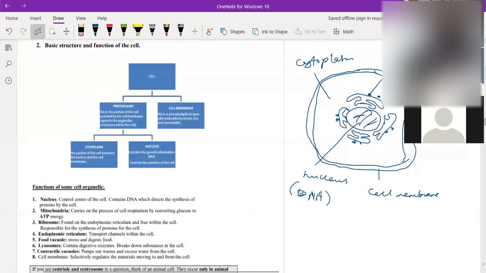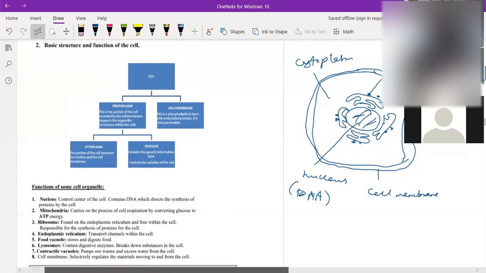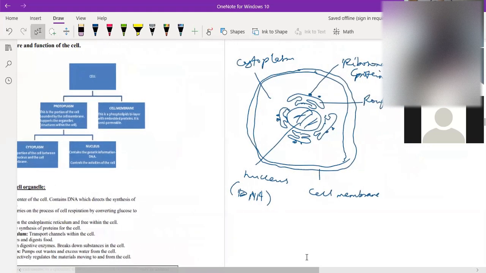All right. And then the structure that you find that on is the endoplasmic reticulum. There are two types. One is rough because of the presence of ribosomes. Okay. So this is a rough endoplasmic reticulum.